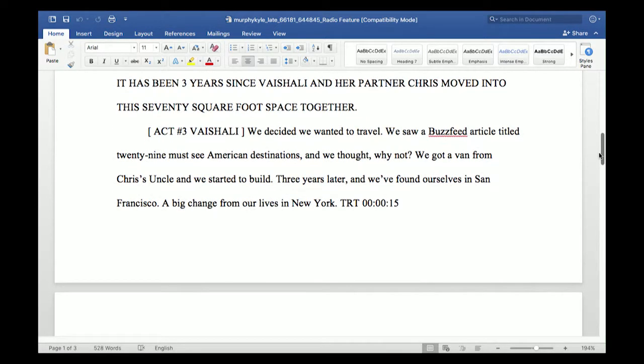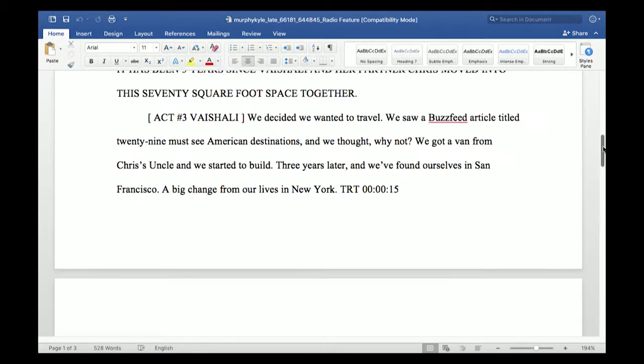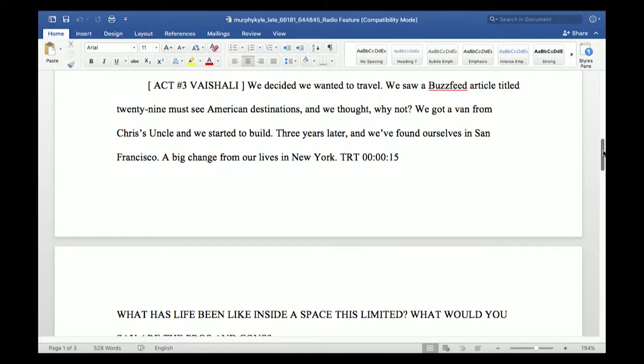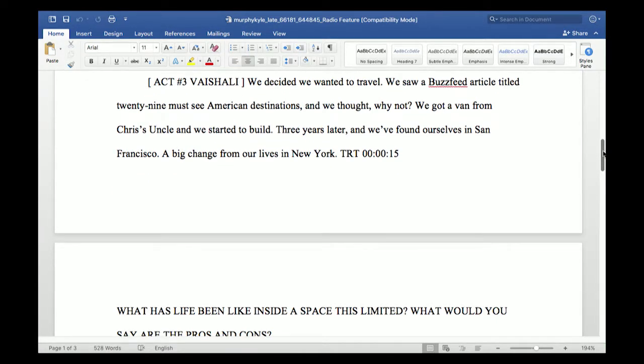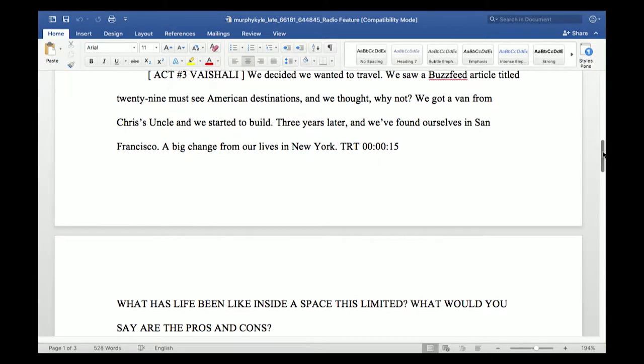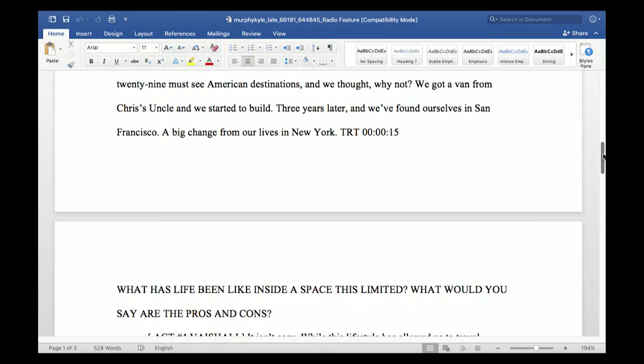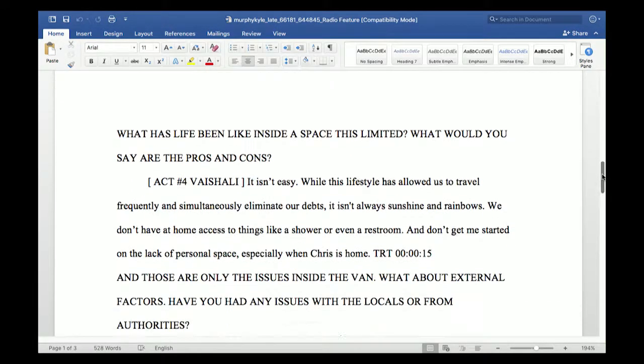It has been 3 years since Shelley and her partner Chris moved into this 70 square foot space together. We decided we want to travel. We saw a BuzzFeed article titled 29 Must-See American Destinations, and we thought, why not? We got a van from Chris's uncle and we started to build. 3 years later, we found ourselves in San Francisco, a big change from our lives in New York.